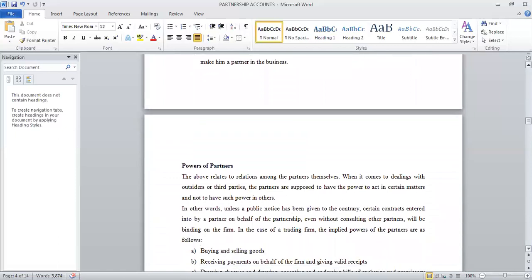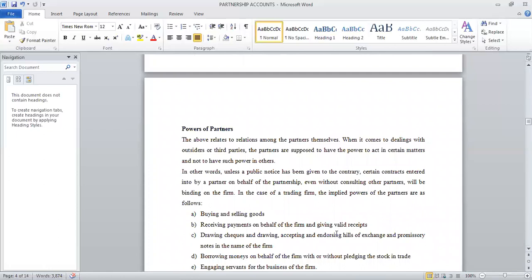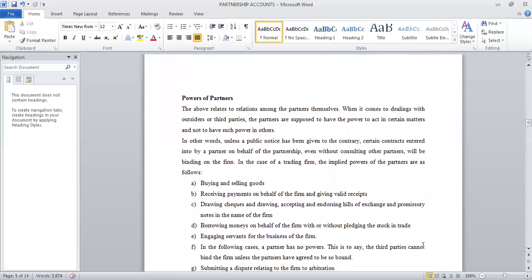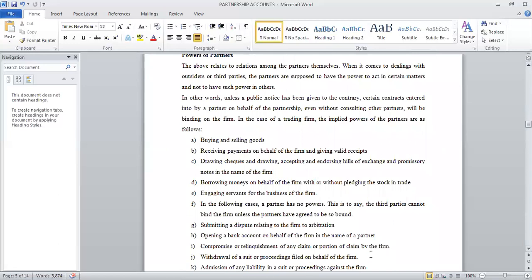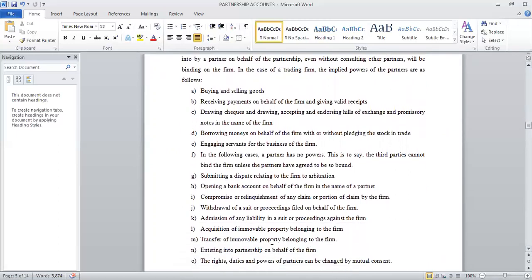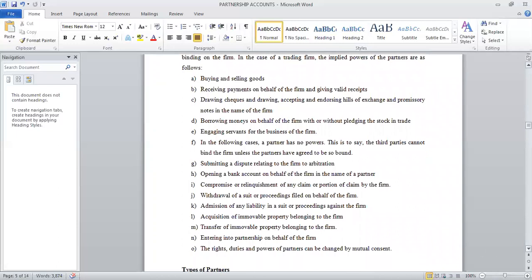we can briefly talk about the powers of the partners. Number one, the partners have the following powers. A, buying and selling of goods, receiving payments on behalf of the firm and giving valid receipts, drawing checks and accepting and endorsing bills of exchange and promissory notes, borrowing monies on behalf of the firm, and also submitting disputes to arbitration, opening a bank account on behalf of the firm, compromising or relinquishing any claim or portion of a claim by the firm, withdrawing a suit or proceedings filed on behalf of the firm, admission of any liability in a suit or proceeding on behalf of the firm, and transfer of immovable property belonging to the firm. All those are the powers of the partner.